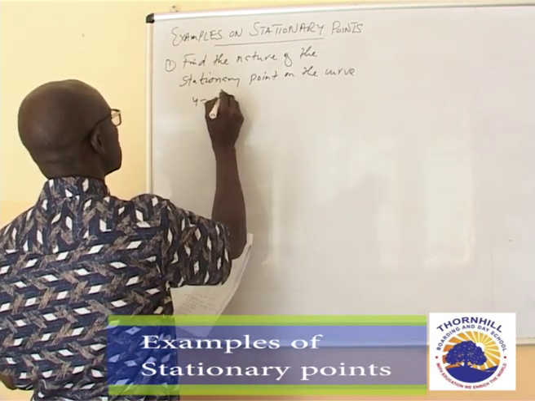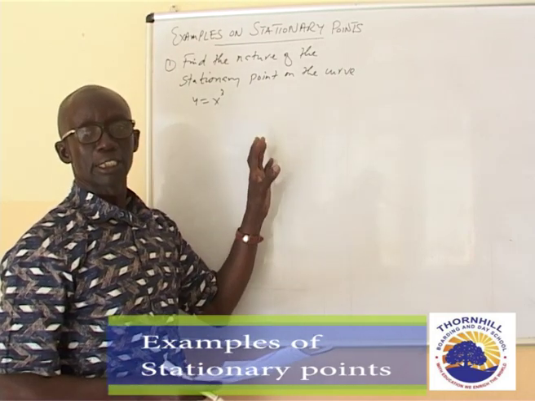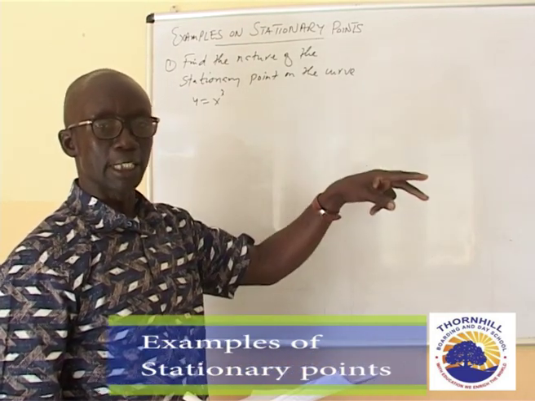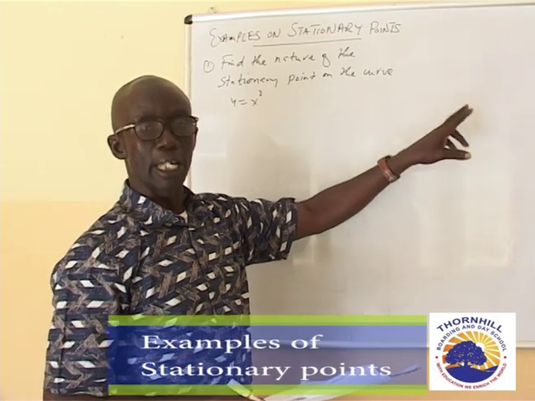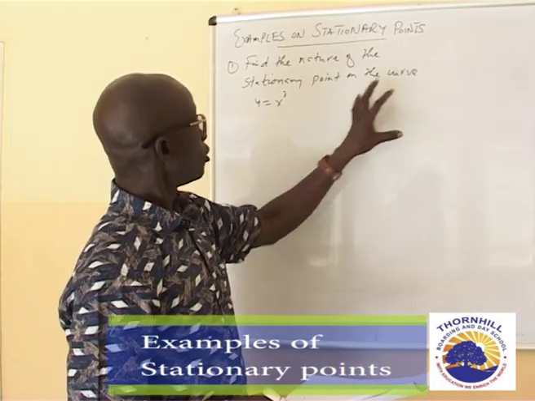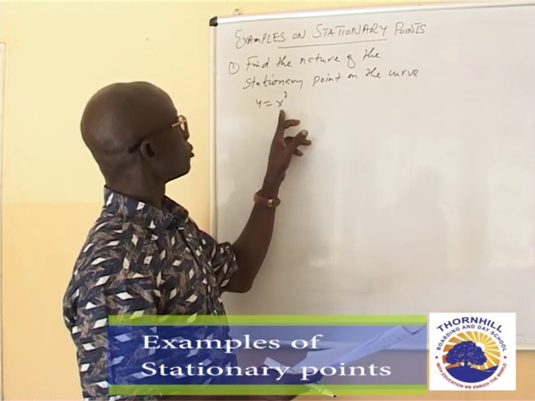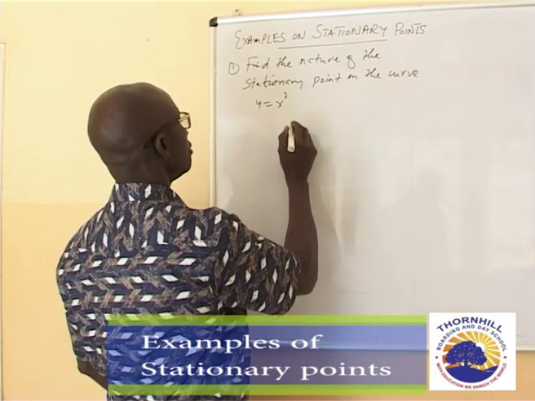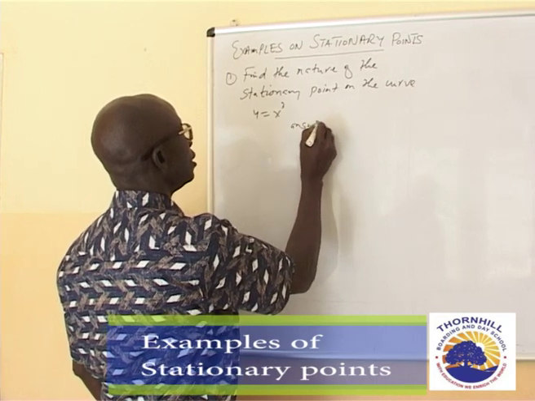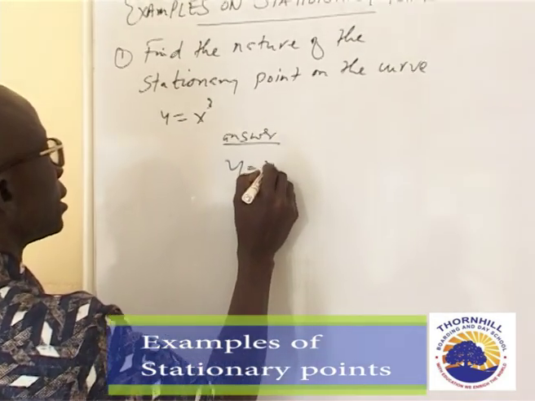y is equal to x^3. Now, if you look at the test, I mentioned two tests, the sine test and the d2y by dx2 test. So, we want to use the sine test. We are given y is equal to x^3. So, this is how you answer this question. y is equal to x^3.